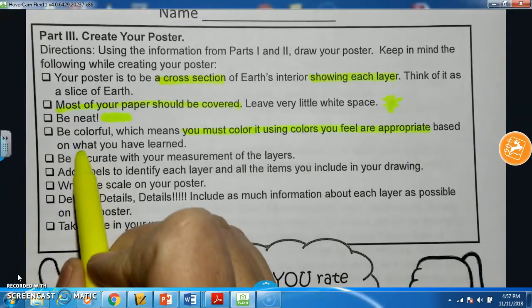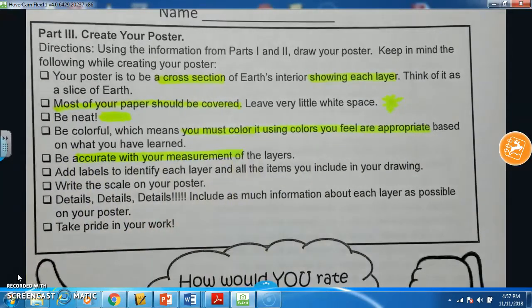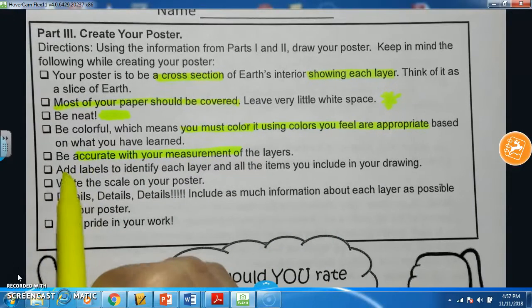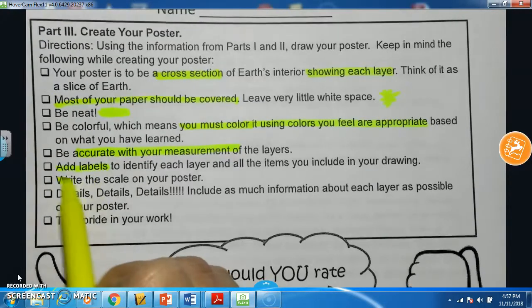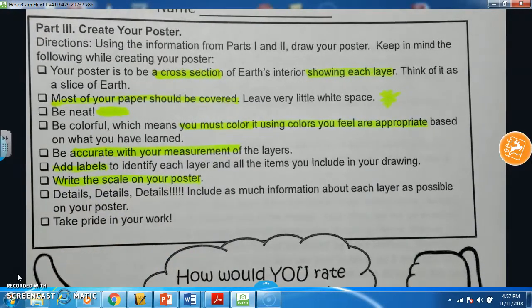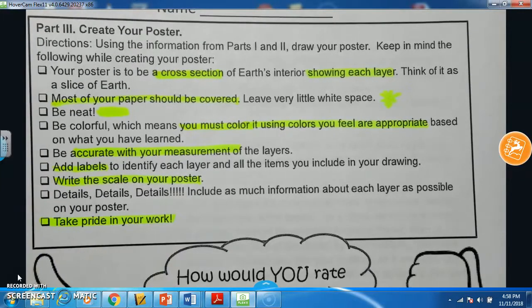Be accurate with your measurement of the layers. You must add labels. Write the scale on your poster. Details, details, details. Include as much information about each layer as possible on your poster. And above all, take pride in your work.